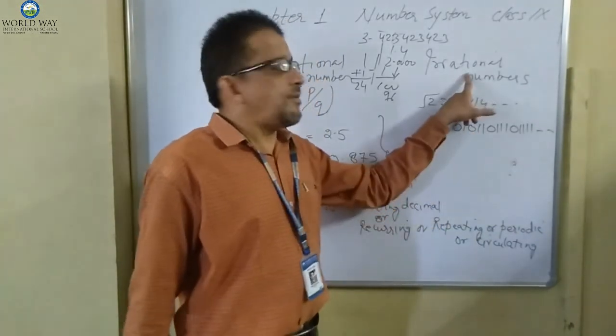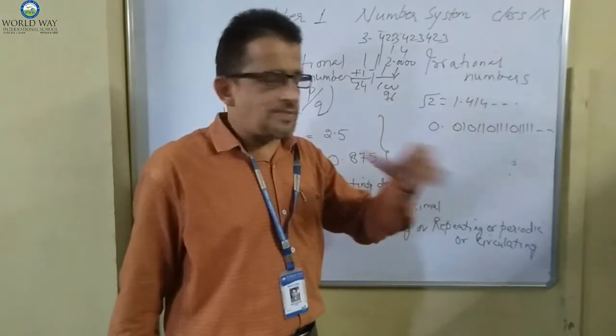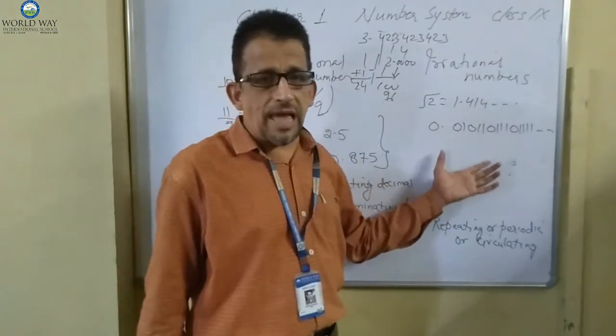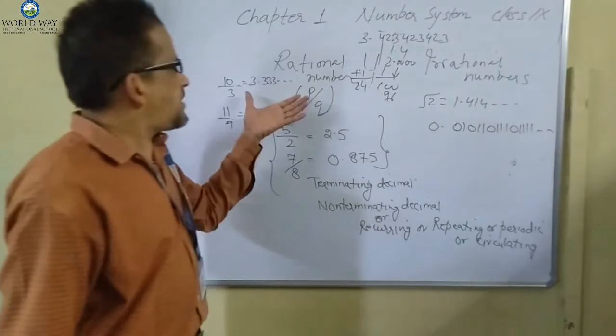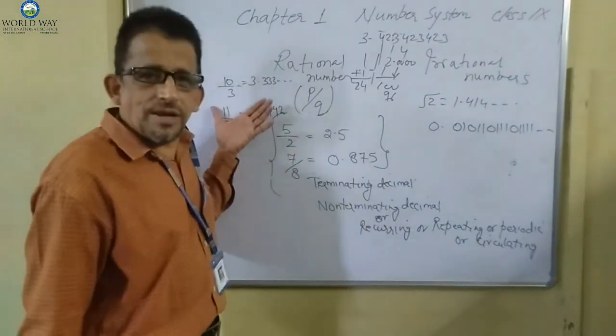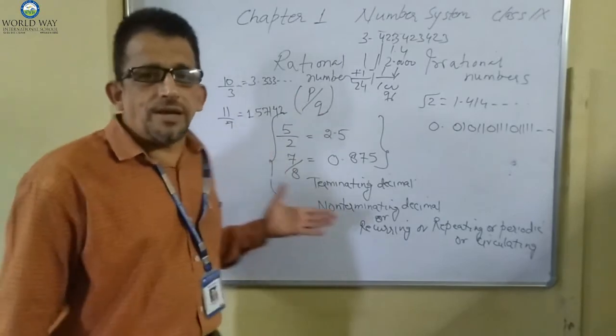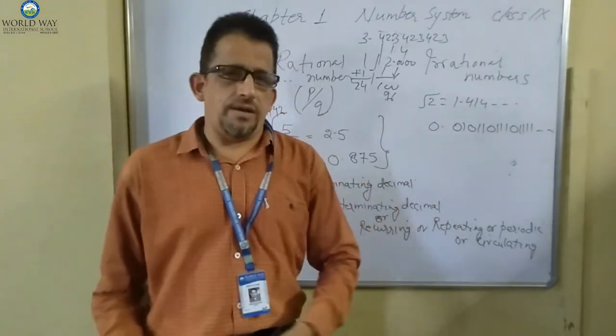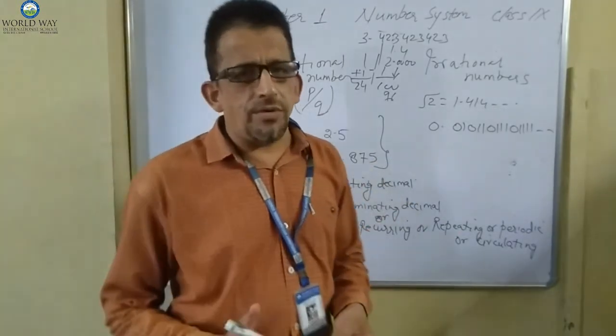So an irrational number has only one type of decimal expansion, that is non-terminating and non-repeating, and rational numbers have two types of decimal expansion. One is terminating and the other is non-terminating but repeating or recurring. Is it clear to all of you?